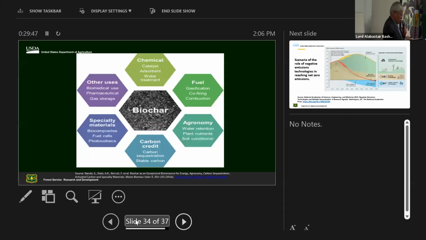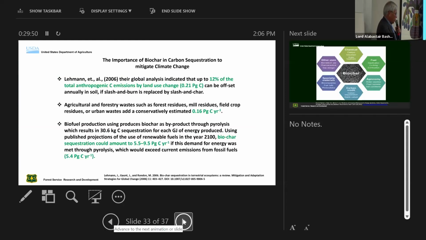So the importance of biochar in contribution to decreasing emissions is around 12%, and this assessment was done by Dr. Lehmann. He is one of the pioneers in biochar research in the United States and the world. And he said that 12% of the total carbon emissions globally can be avoided if we substitute the system that I was telling you of burning and slashing the forest by using biochar to do the same kind of crops, but also through using biochar from residues from forest operations.